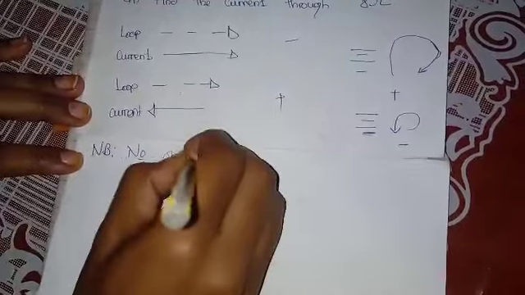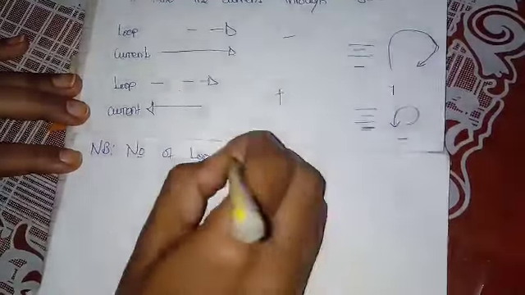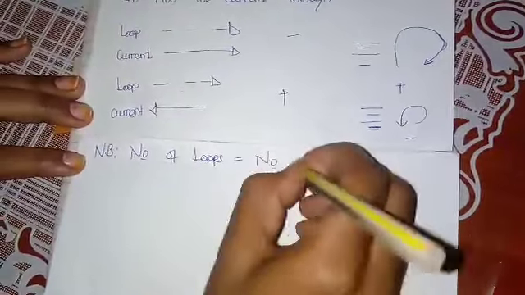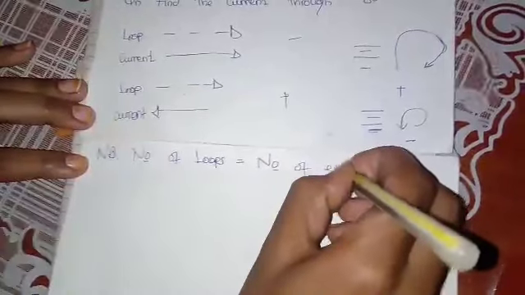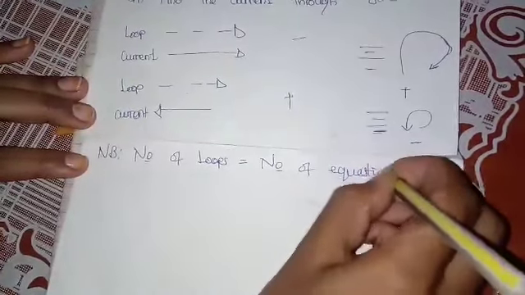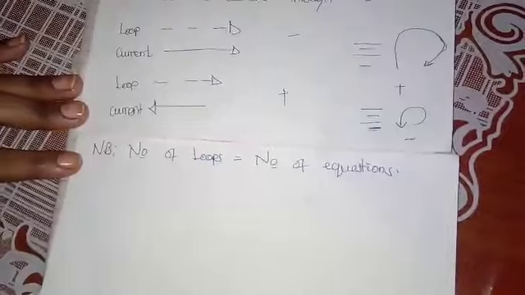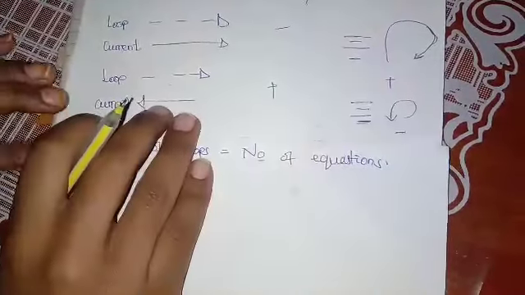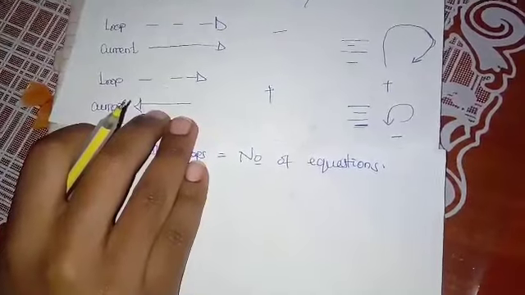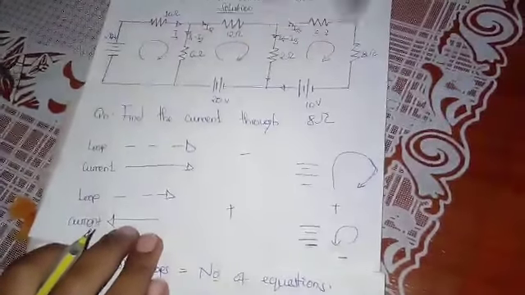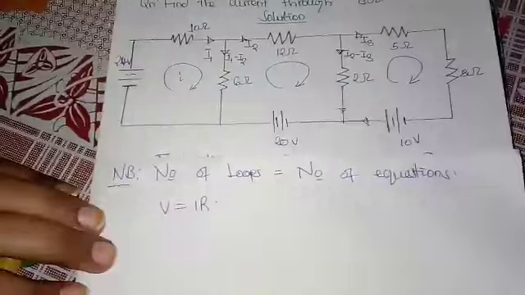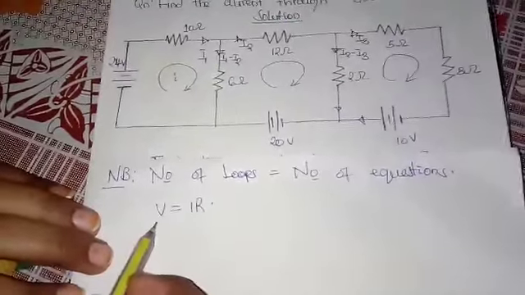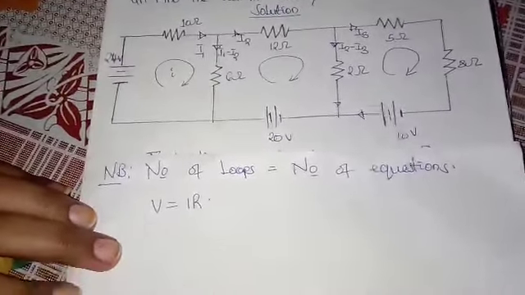So the number of loops and the number of equations are equal. So the number of loops is equal to the number of equations. Here we'll have 3 equations. This will be the first equation, second, and the third equation.